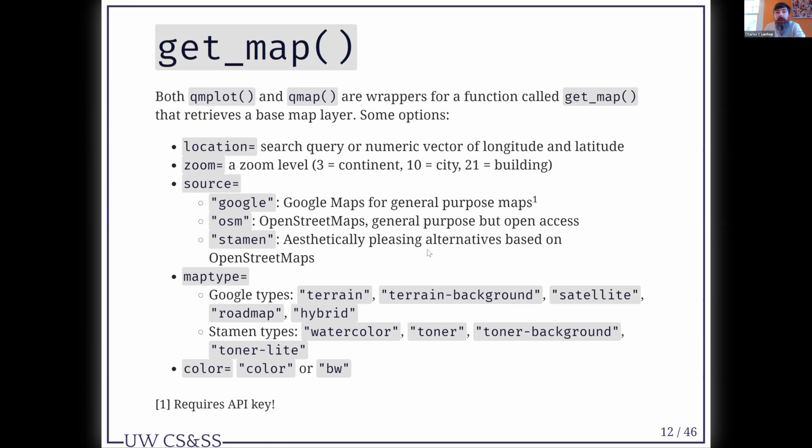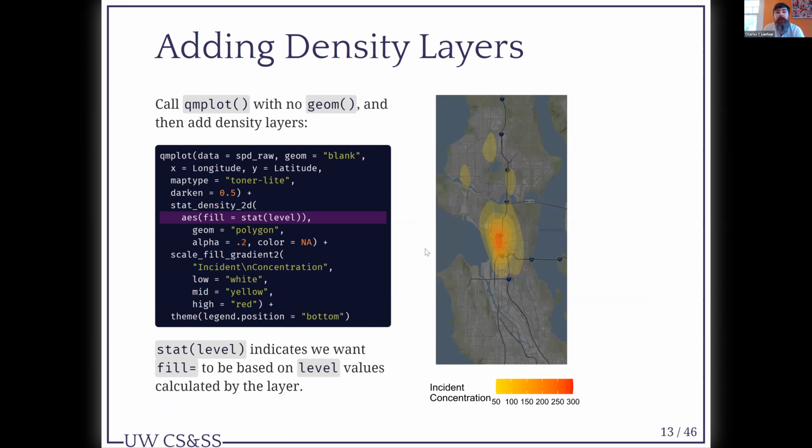Okay. Yeah. So you can do a lot of normal ggplot style things on top of these qmplot and qmap layers, okay? If I call qmplot but I don't give it a geometry, I could add other geometries other than dots on top of it. So in this case, I say I want to do my qmplot of my SPD raw data. I don't want a geometry. I just say geom_blank, which is a way of telling it, don't plot any dots, just get me the map. I say x is longitude, y is latitude.